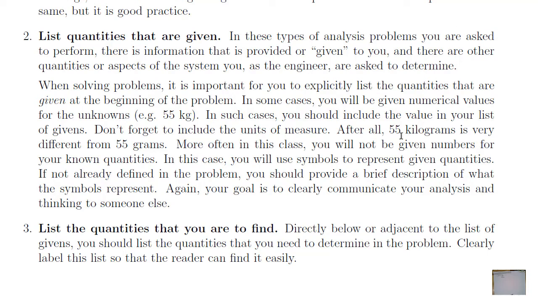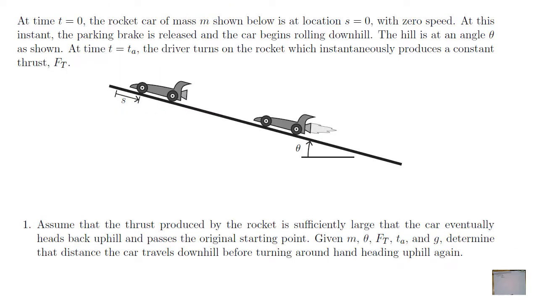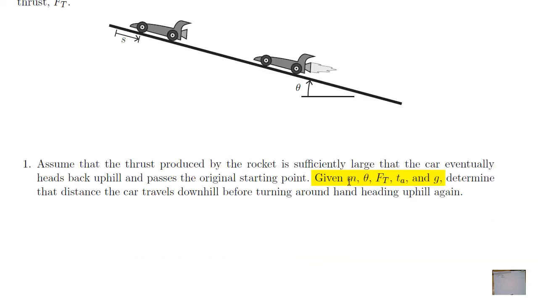Now, according to our checklist, the next thing we are supposed to do is list the quantities that are given in our problem. In this particular problem, there are no numbers given, and that will be customary for the types of problems you see in this class. But we are given quantities. In fact, they're listed explicitly down here. We're given the mass of the car. We're given the angle of the road. We're given that thrust force. We're given the initial time that the thrusters turn on. And we're given the gravitational field strength. So these are our givens.